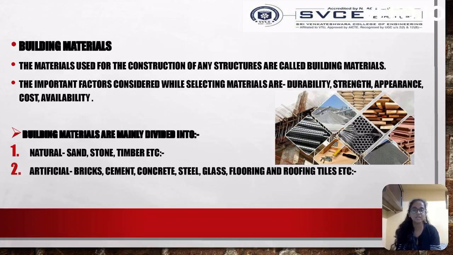Natural materials are like sand, stone, timber, etc. Artificial materials are nothing but man-made products, for example bricks, cement, concrete, steel, glass, flooring, and roofing tiles, etc.